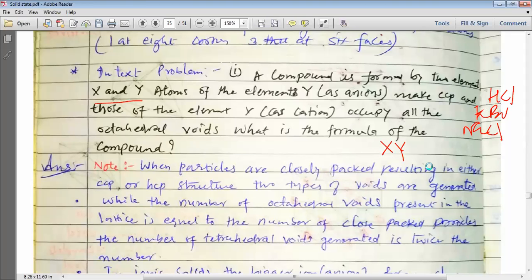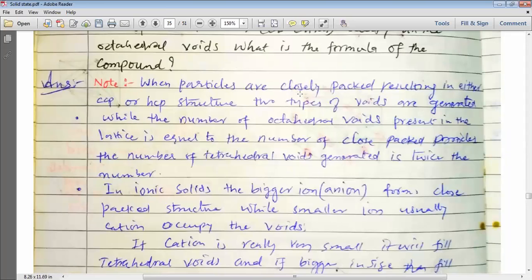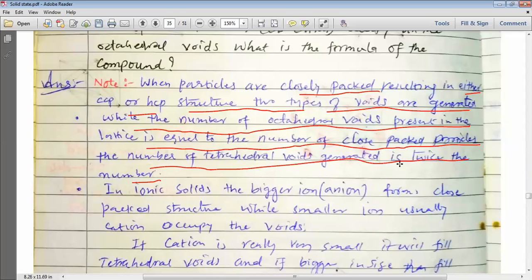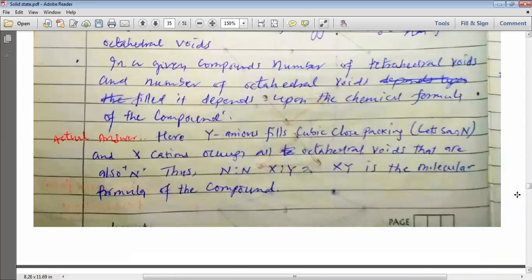Now let me explain this to you, or let me see what I have written as a text. So when particles are closely packed, resulting in either CCP or HCP structure, two types of voids are generated. The number of octahedral voids present in the lattice is equal to the number of close packed particles, and the number of tetrahedral voids generated is twice the number of close packed particles.